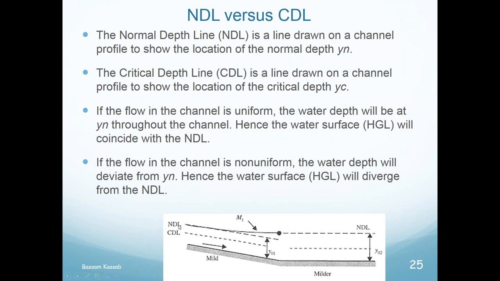And you can see here, for the flow to pass from this NDL to the other NDL, it has to go through a curve that we are going to discuss later when we talk about non-uniform flow. In this case, this curve is called M1, but there are many other curve names that we'll discuss in a few slides.